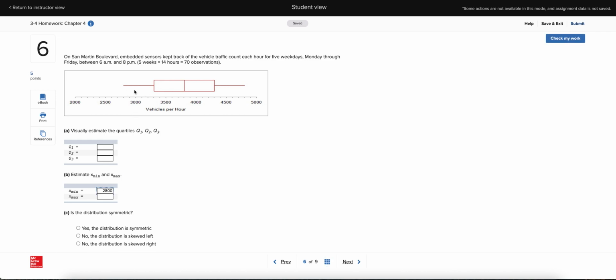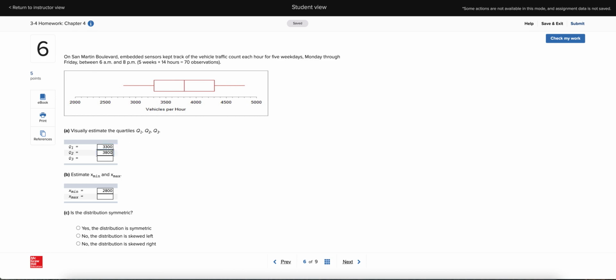Then reading to the right, I follow the line over and hit the far edge of the box. I come down. That looks to be 3,000, 3,300. The line inside the box is called the median, so it's where the middle is. If this is 35, 36, 37, it looks like 3,800 is where that line is.